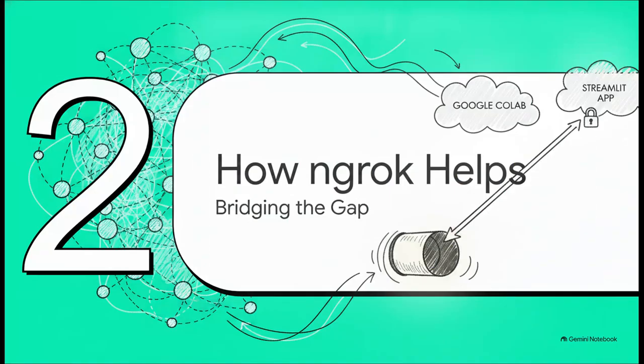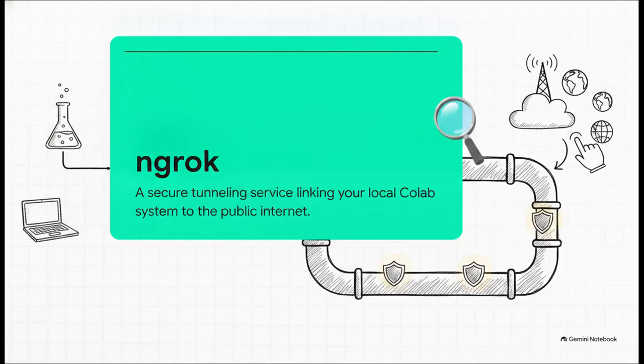Which brings us right to part 2, how ngrok helps. Simply put, ngrok is a secure tunneling service. It creates a direct link from your isolated Colab environment straight to the public internet. Think of it like a specialized delivery pipe. It completely bypasses Colab's isolation and hands you a temporary, accessible URL that you can click on yourself or even share with clients to showcase your Streamlit app in real time.